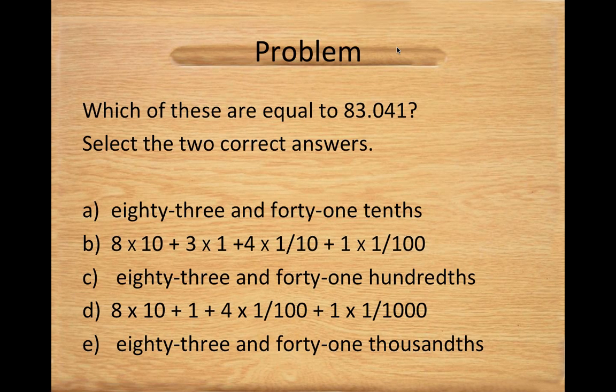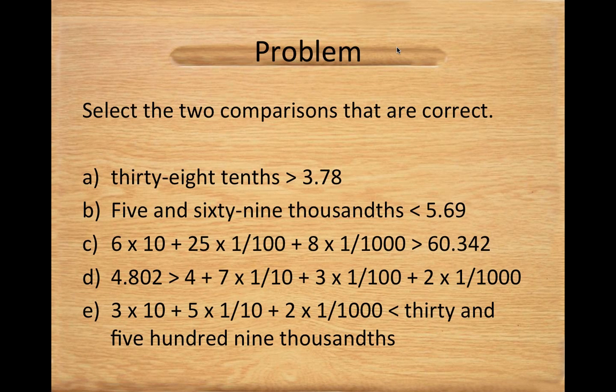There you go. So D and E would be the correct answers. D, because my mistake should have been 3 times 1. I left the 3 times 1 out. And 83 and 41 thousandths. So D would be correct symbolically, and E would be correct verbally, in the words. So my mistake there.